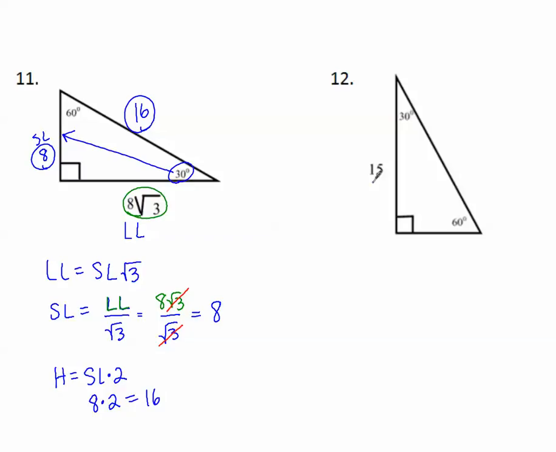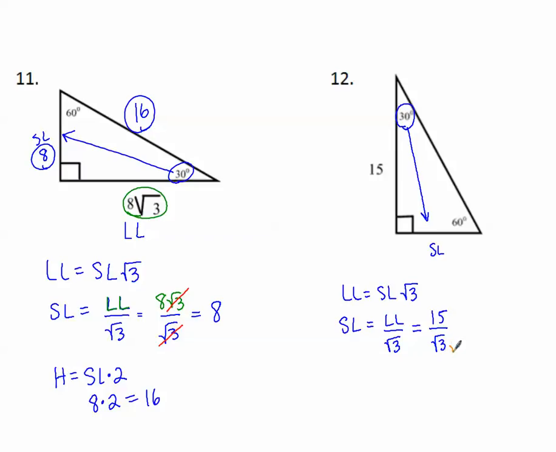So what happens, like in number 12, when it doesn't have a radical in it? Same process. Remember your formula. Here's the 30 degrees. Across from it is the short leg, and I want the short leg first. So we think of our formula. Long leg is short leg times radical 3. So going backwards, I want to take the long leg and divide it by radical 3. What's the long leg? 15. 15 divided by radical 3 is my short leg. But I can simplify this. I never leave a radical in the denominator. So how do I simplify it?